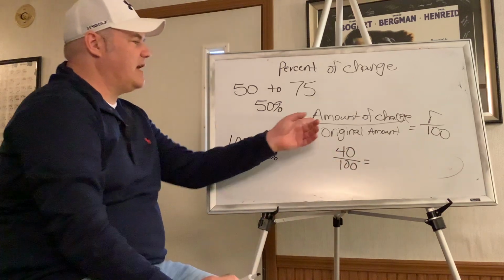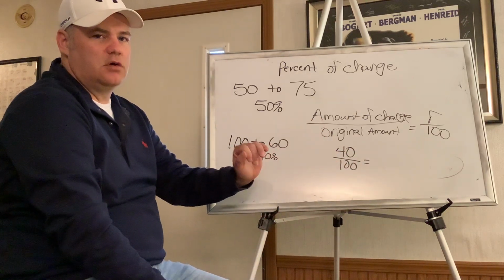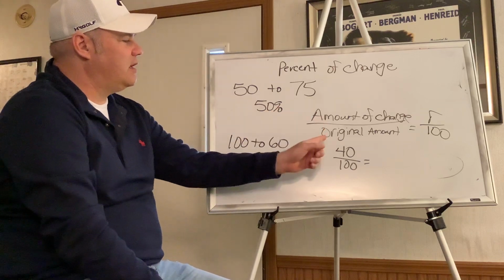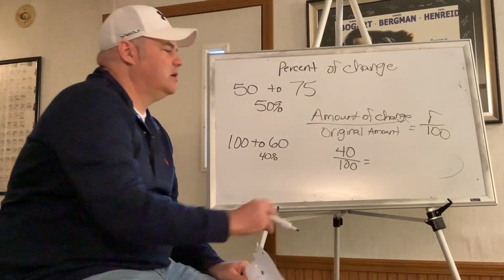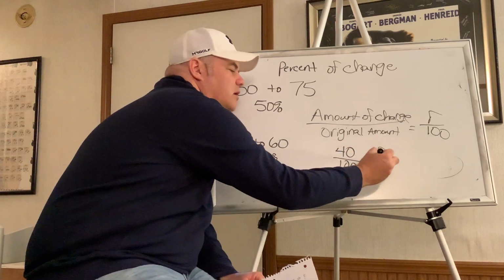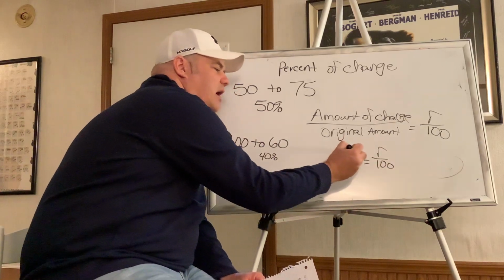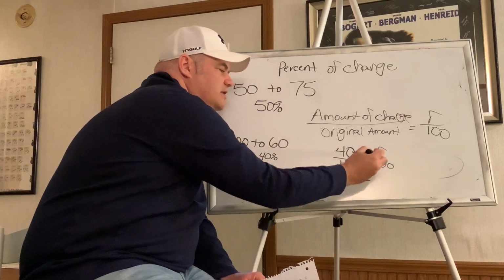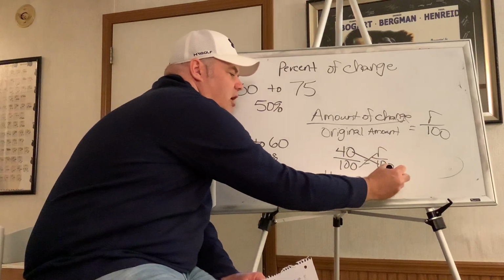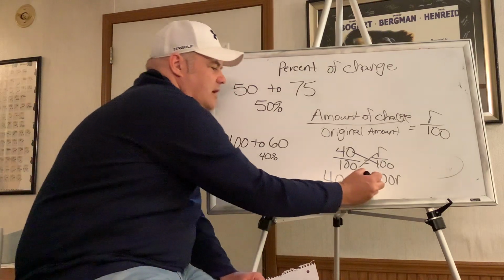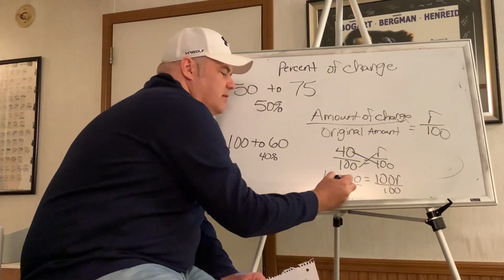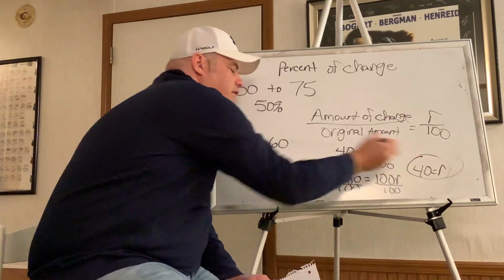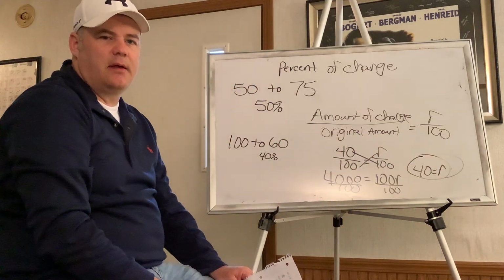Once you get that set, you go through the same process. We changed by 40. The original amount was 100, equal to R over 100. Now we cross multiply. That's 4,000 equals 100R. Then we divide both sides by 100 to get rid of that, and we get 40 equals R. So 40% is what we changed by.